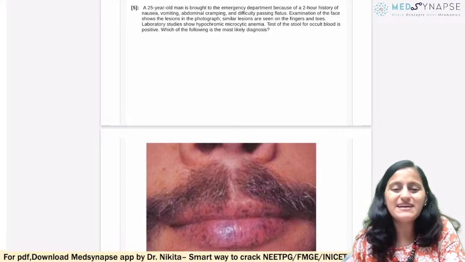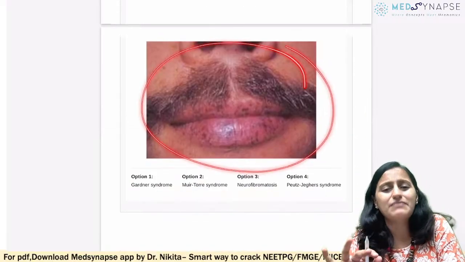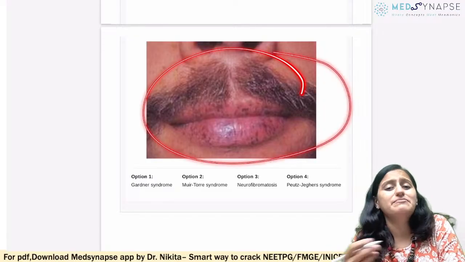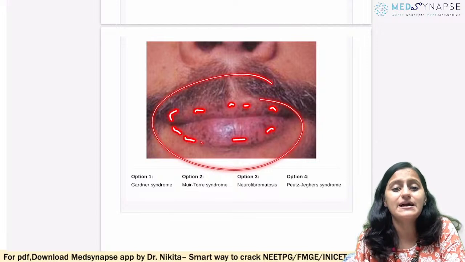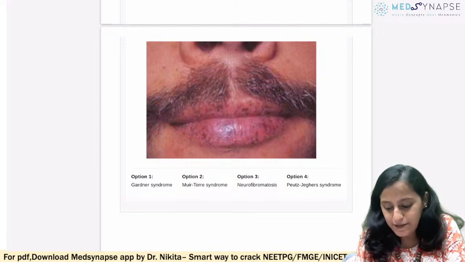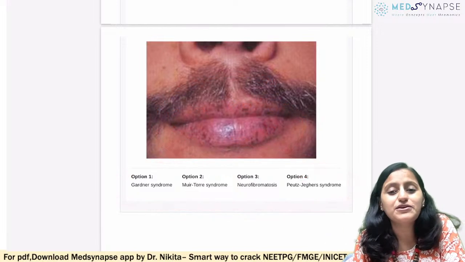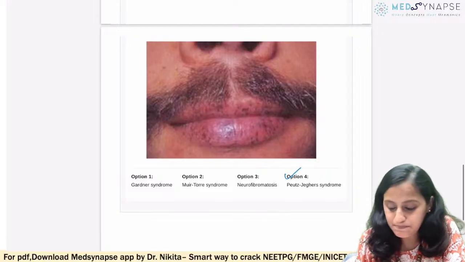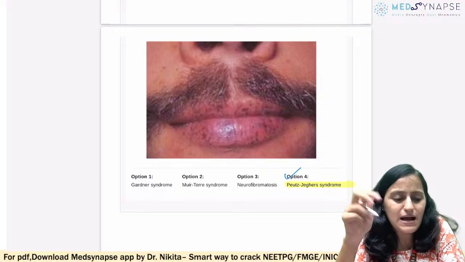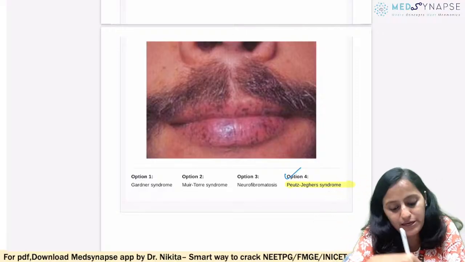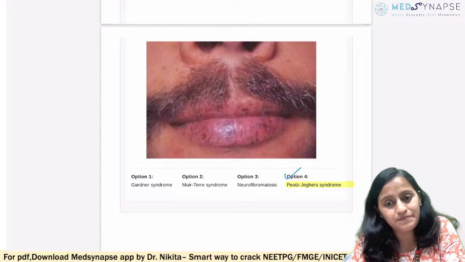The image itself is a giveaway. Whenever it's an image based question, first check the image. This is a spotter image, showing melanosis on the lips, and you are looking at the options. So straight away you know the diagnosis. It is Peutz-Jeghers syndrome. Melanosis in the lips, the palms, the genitalia. That's going to be Peutz-Jeghers syndrome.